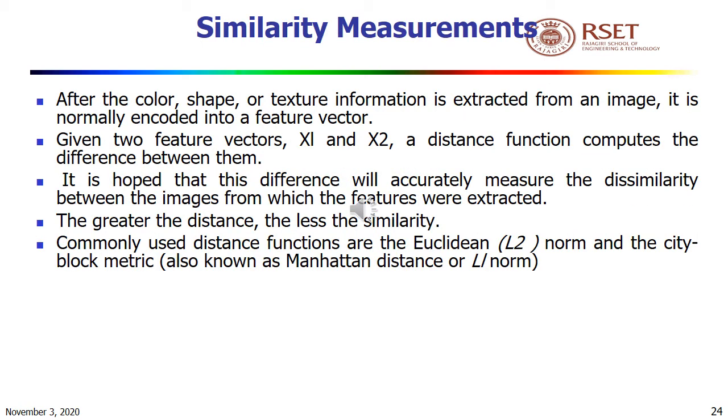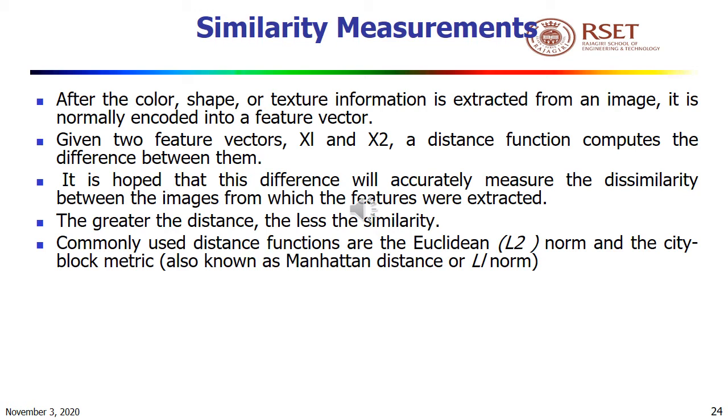And next is what are the different types of similarity measurement. After the color, shape or texture information is extracted from an image, it is normally encoded into a feature vector. Given two feature vectors x1 and x2, a distance function computes the difference between them. It is hoped that this difference will accurately measure the dissimilarity between the images from which the features were extracted. The greater the distance, the less the similarity.